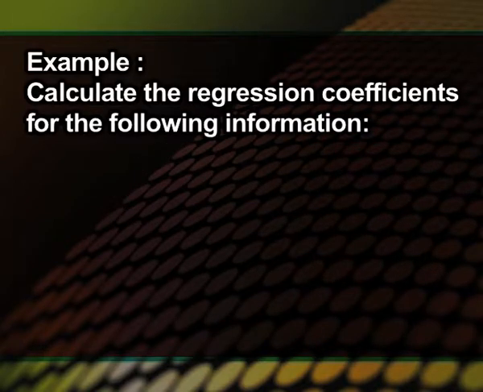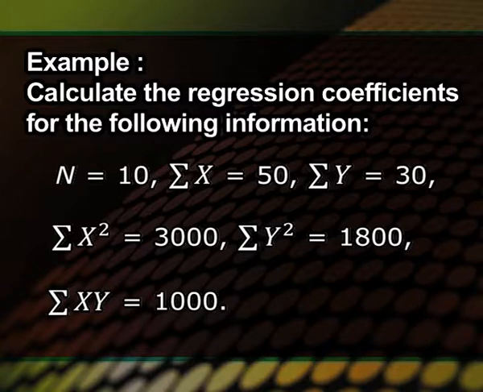For this, we have an example. Let's look at the example. Calculate the regression coefficient for the following information. The information given is capital N is 10, sigma x is 50, sigma y is 30, sigma x square is 3000, sigma y square is 1800, sigma xy is 1000. Let's make the regression lines now.